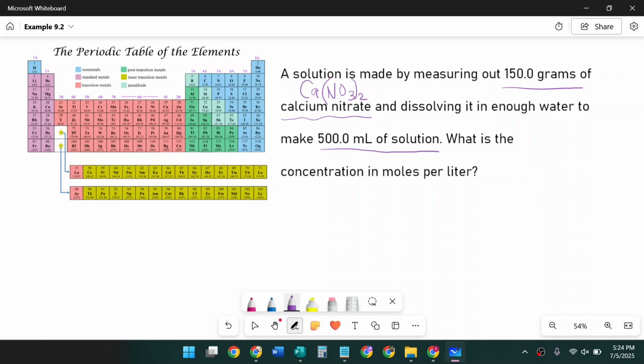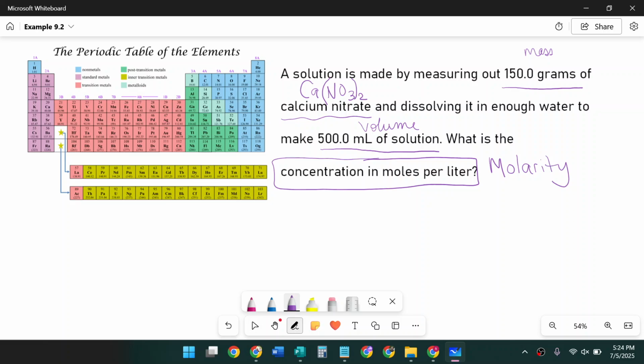So there's our grams, or our mass, which is in none of our problems lately, so we know we're going to have to do something with that. And then this is our volume. Now the question asks, what is the concentration in moles per liter? If you're following along with the example, that means what they're wanting to know is the molarity.